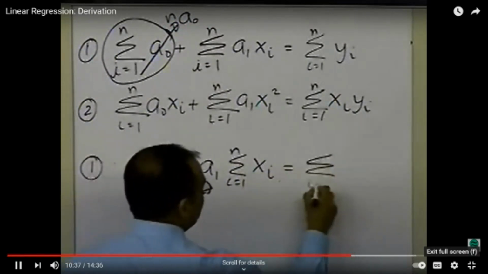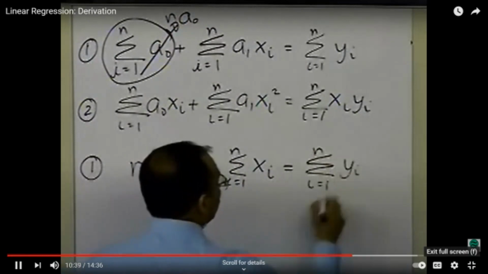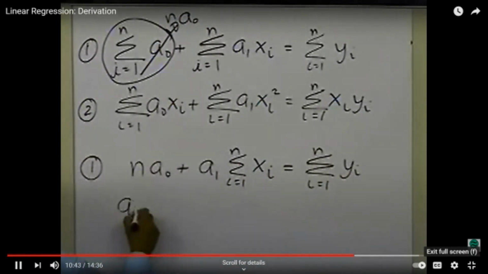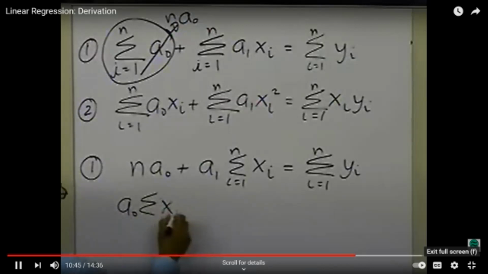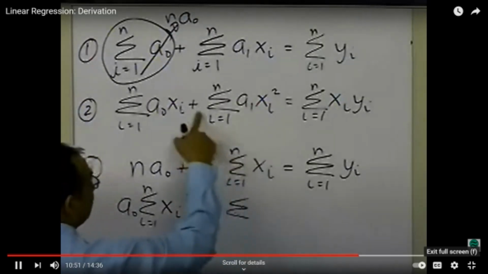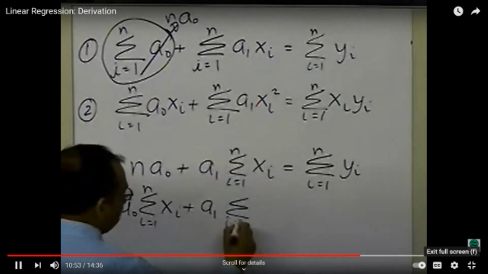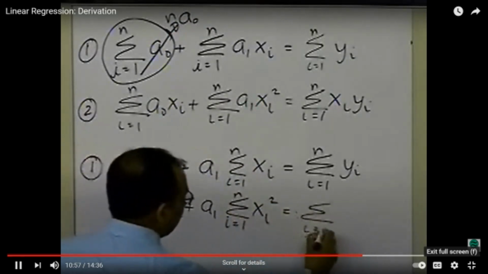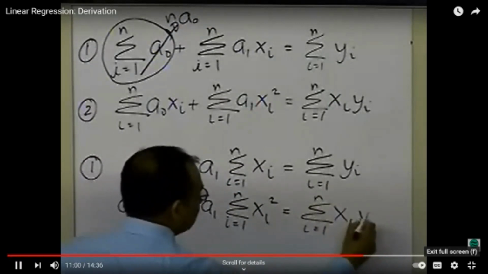Then summation i equals 1 to n y sub i. Then again here I can take a0 outside, and again a1 can be taken outside because it's a constant now, times summation i equals 1 to n x sub i squared, and then summation i equals 1 to n x i y sub i.